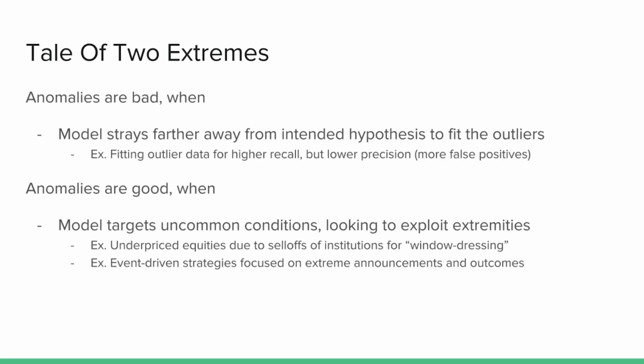Anomalies can be good when we have models that target uncommon conditions, when we look to exploit extreme situations. An example could be looking at underpriced equities due to sell-offs by institutions when they do what they call window dressing in order to make the portfolio look better, and they sell equities because they want to really make the client happy. Another example could be an event-driven strategy that focuses on extreme announcements or outcomes of earnings or what have you. And in those cases, if your model is really focused on those areas, or it takes into account those situations, then it could be that anomalies are actually good for you and an arbitrage opportunity.